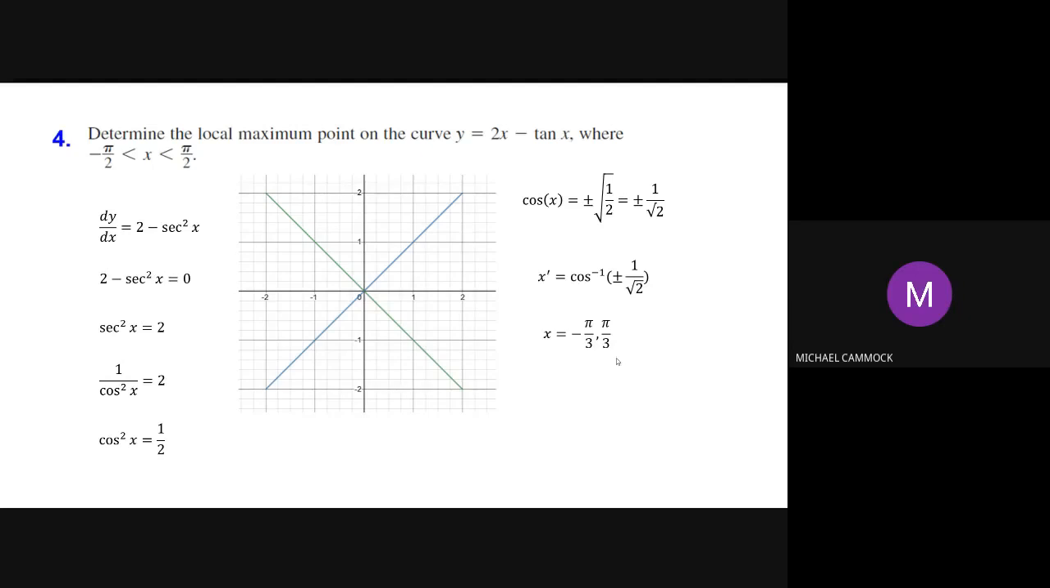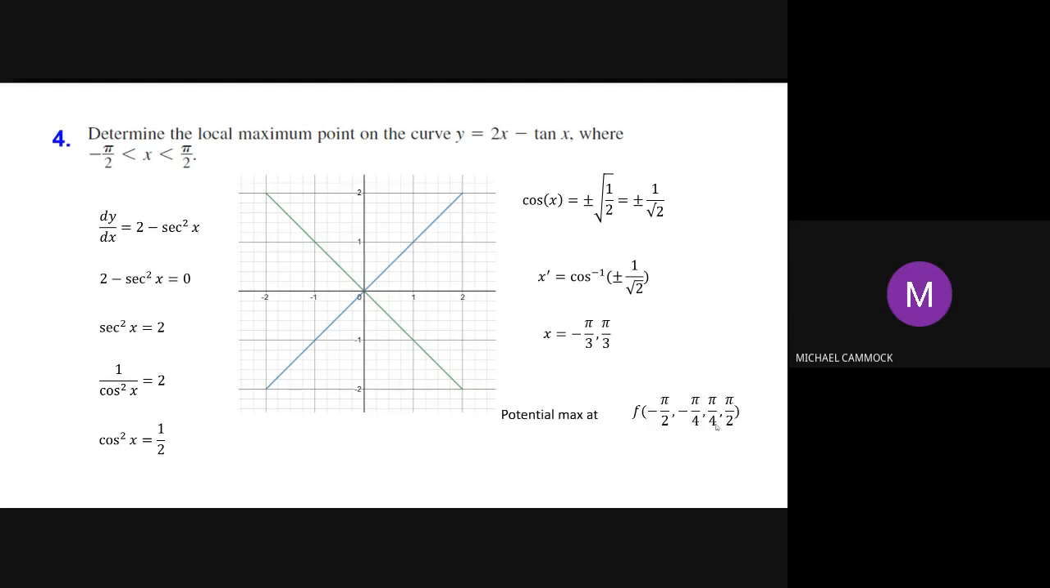Cosine to the minus 1 of 1 over square root of 2. It is pi over 4. Why do I have pi over 3 here? 1 over root 2. Yeah, I'm going to have to review this question again at the end. But let's just say this was pi over 4. I don't know why I have pi over 3 here. Cosine to the minus 1 of 1 over root 2 should be pi over 4.